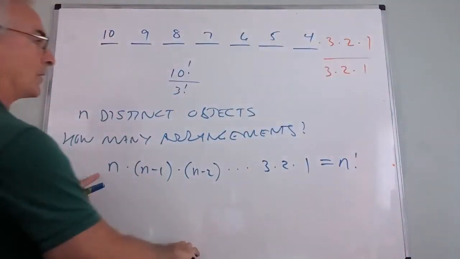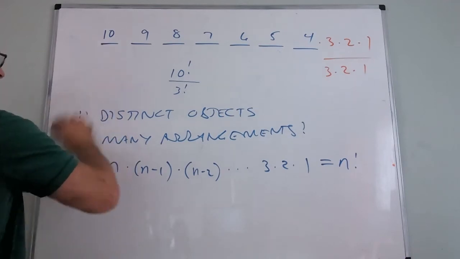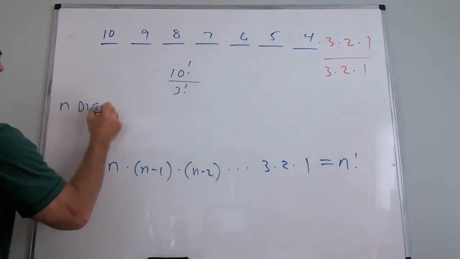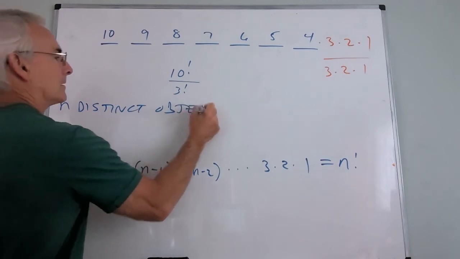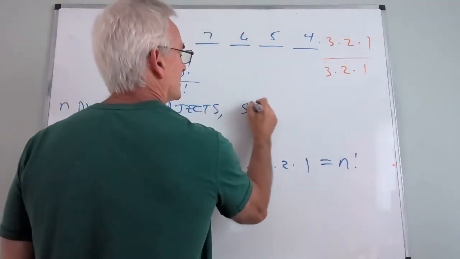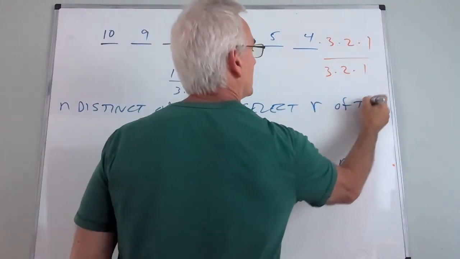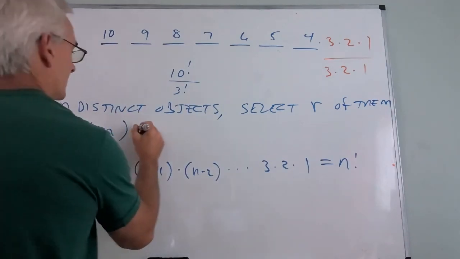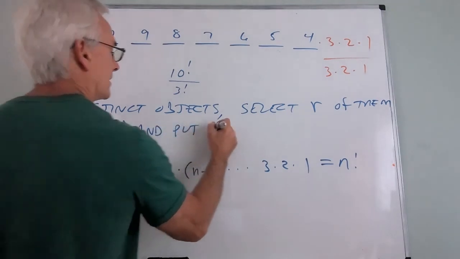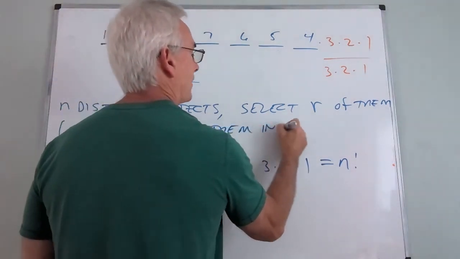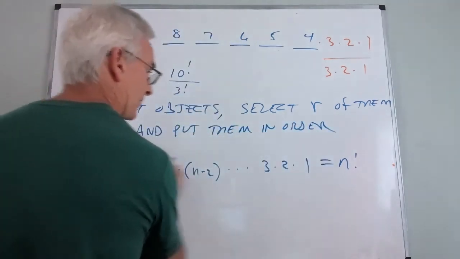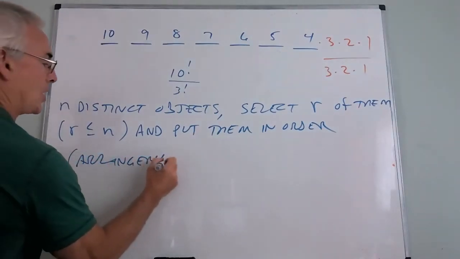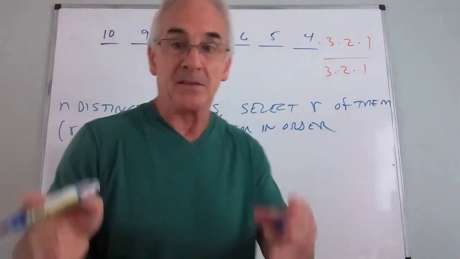Okay, so if there's n factorial arrangements of n objects, now let me throw this at you. I have n distinct objects. Select r of them, r being less than or equal to n, of course, and put them in order. That, by the way, I'm going to use those words. There's another statement that means exactly the same thing. That means arrange them, or arrangement. When you hear the term arrangement, that means things in order.